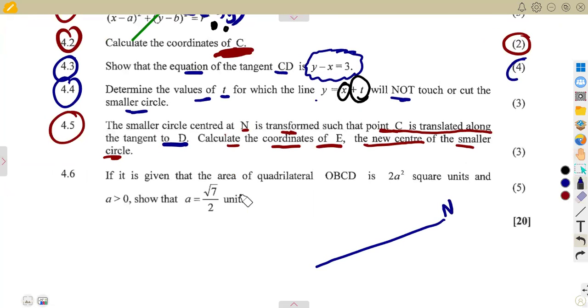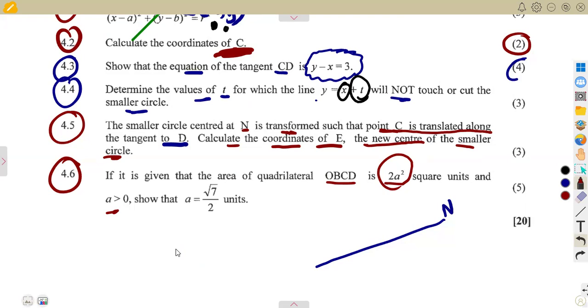On question 4.6, we are given that the area of the quadrilateral OBCD is 2a square units, and a is greater than 0. Show that a is equal to the square root of 7 over 2 units. The area of the quadrilateral OBCD. We need to show that a is equal to the square root of 7 units.